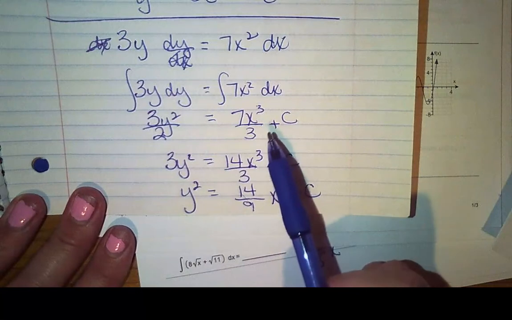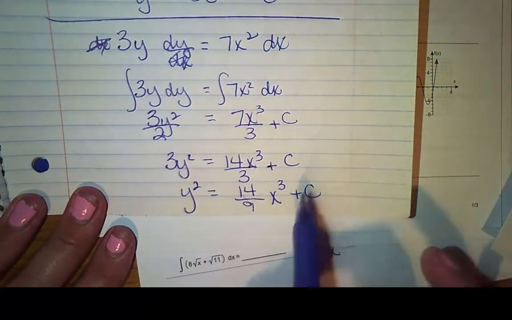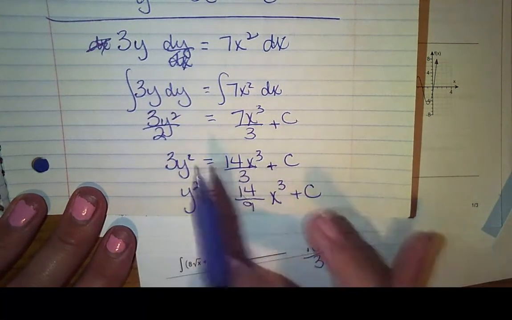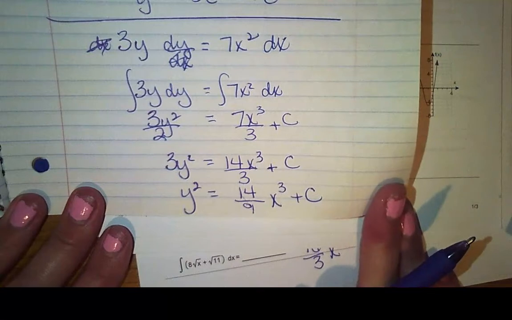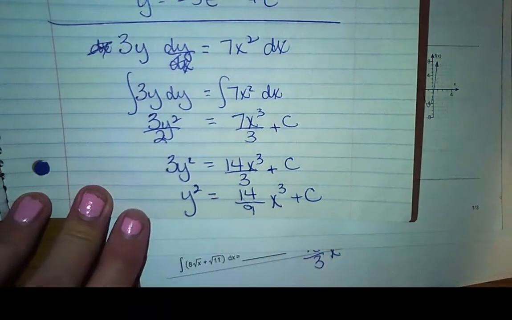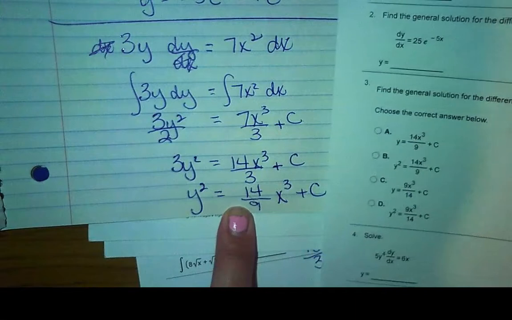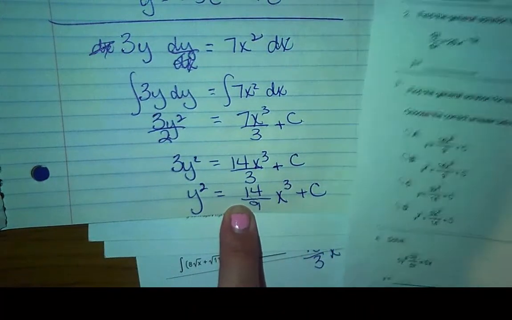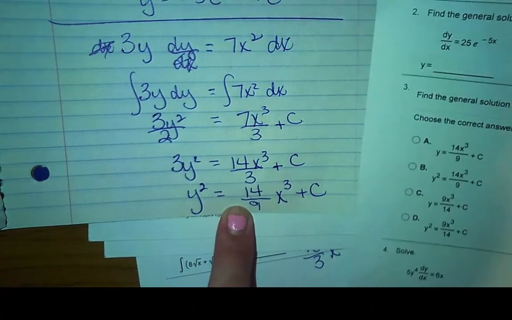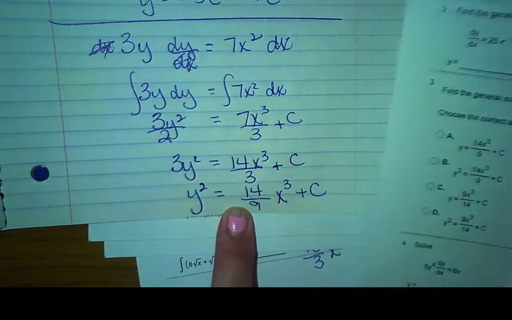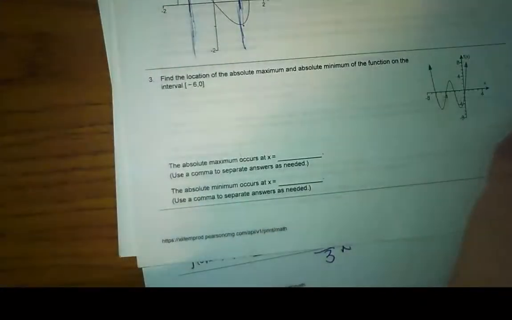The whole point is if I've got an x value and a y value, I can evaluate and find out what my plus c is. So leave it as a y squared, which means your answer on this one is going to be A. No, it's not. It is going to be B, because I got y squared equals 14/9 times x to the third plus c. Okay, so let's do another one.